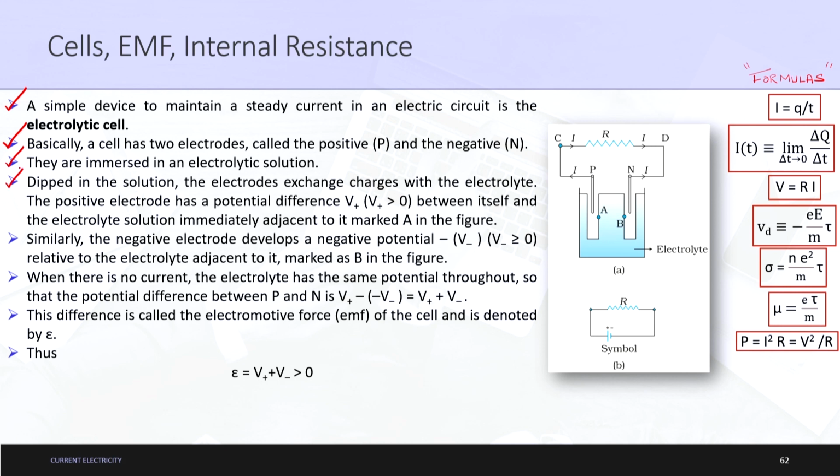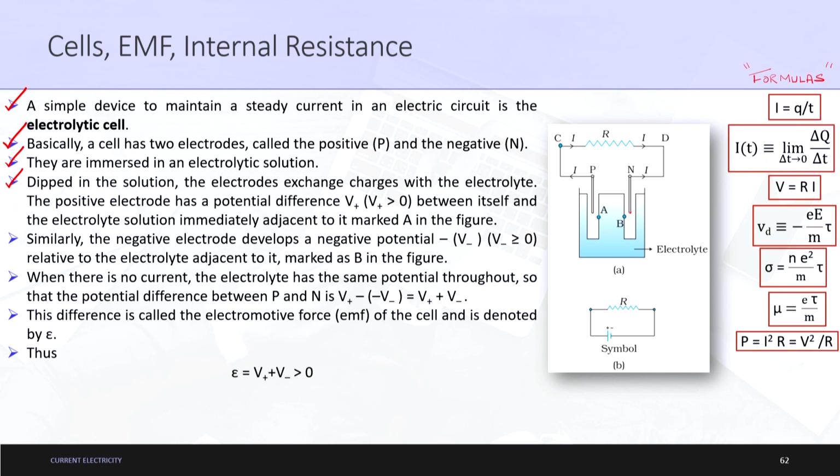Similarly, we do the same thing for the negative electrode also. So, similarly the negative electrode develops a negative potential, quite evident, which is denoted like this, as you can see, minus V minus. So, we take the value of V minus or V plus as positive only, and we are adding a negative sign by ourselves here. So, that is why it is denoted like this, quite evident, as the negative charges will be present in the negative electrode, therefore the potential is also negative. Okay. Relative to the electrolyte adjacent to it, marked B in the figure.